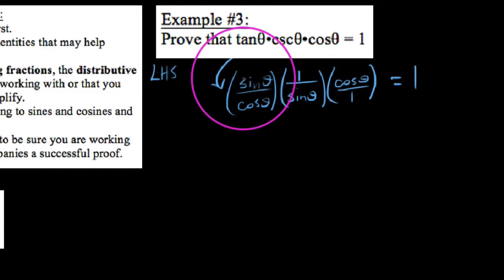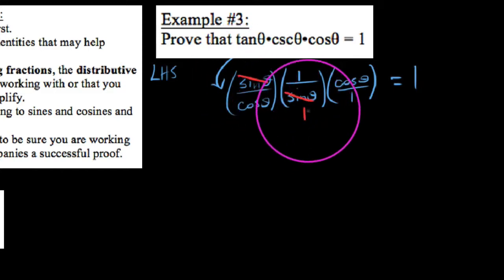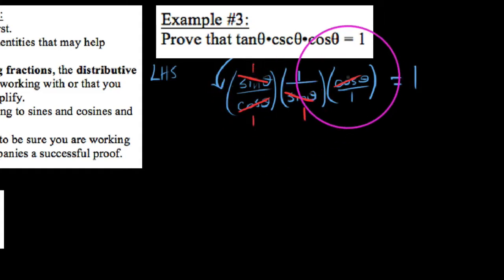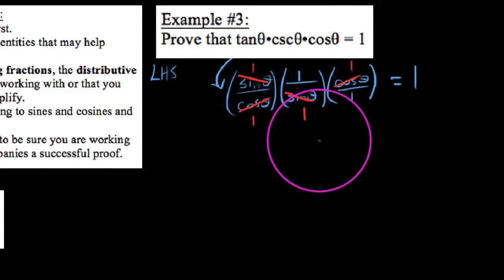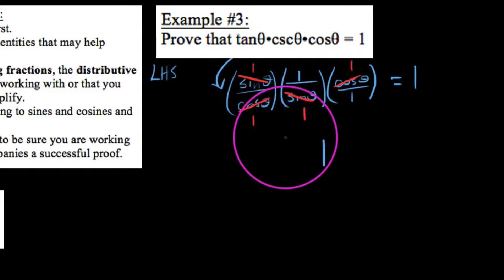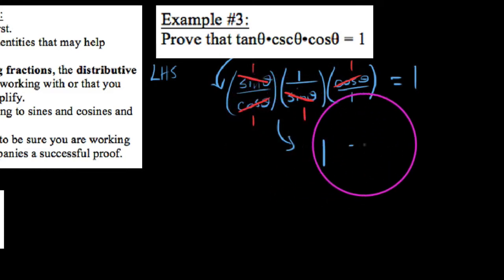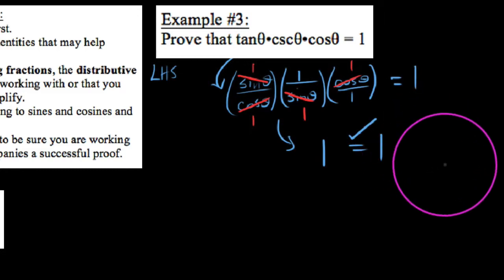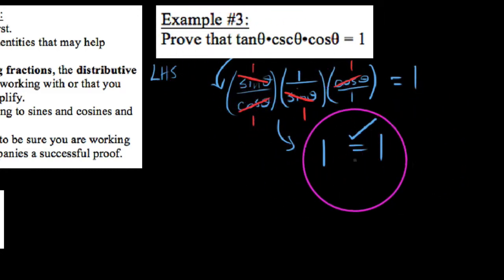But we can see here easily that this sine in here and this sine here cancel out. Those become 1s. And this cosine here and this cosine here, they cancel out, become 1s. Basically, you've got the product of 1s on top and bottom. So we showed that the left side can be rewritten as the numeral 1, which is the same as the right side. So first things first, we'll write check. This works. We were able to turn the left side into the right side.